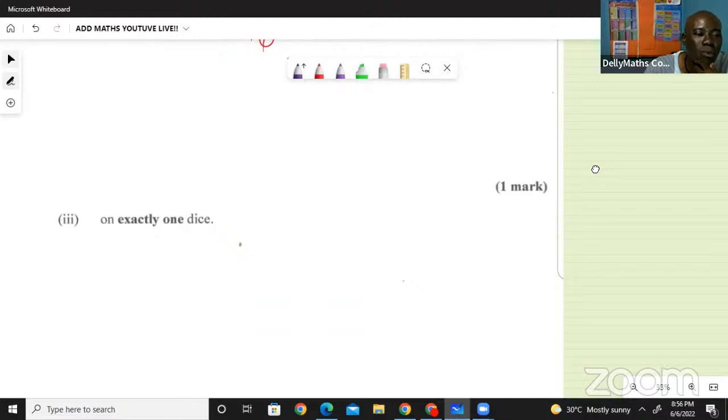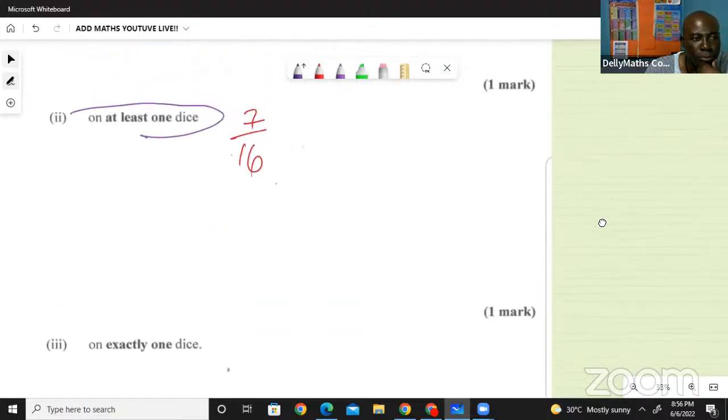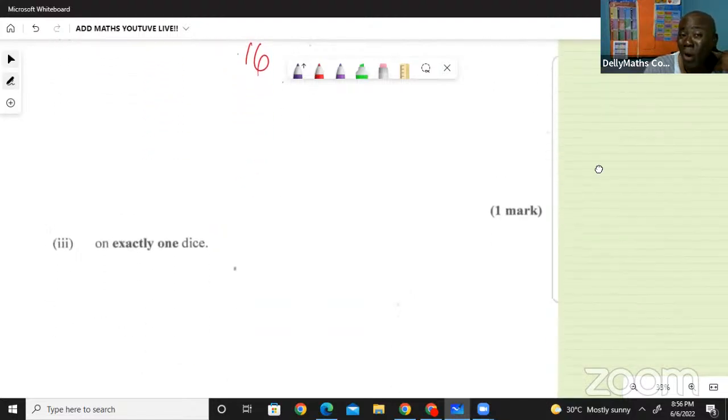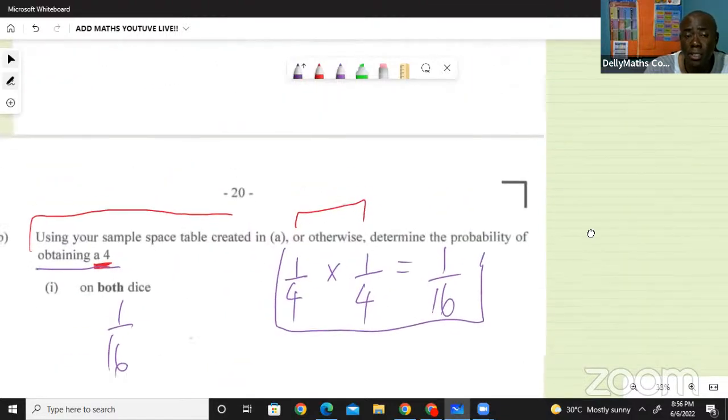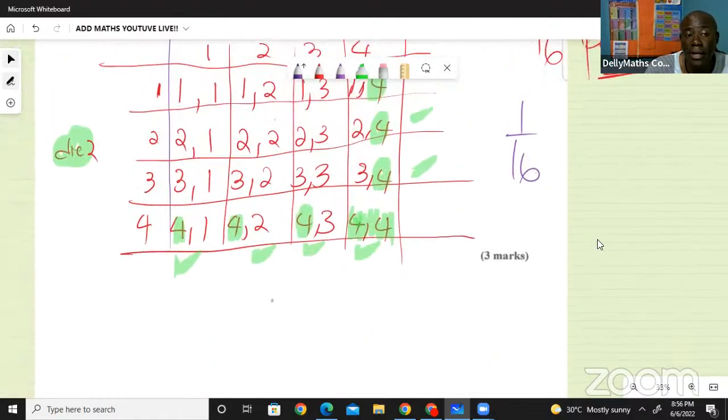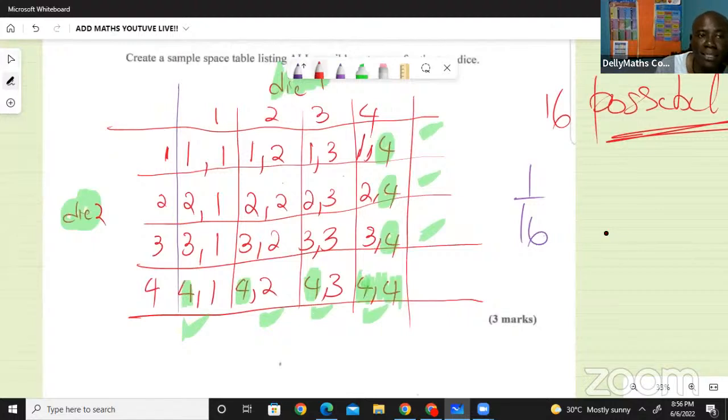On exactly 1 die. No, you hear that? On exactly 1 die. If I go back to my sample space, I want to see 4 on exactly 1 die, which means that this is not a part of the game anymore, because they want it on only 1 die, exactly 1.